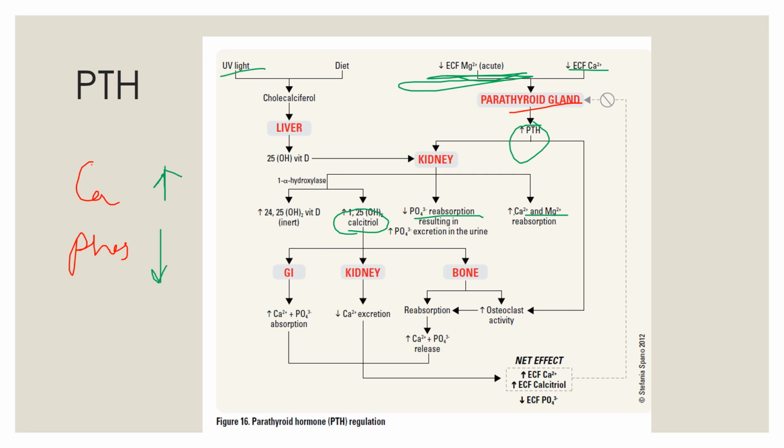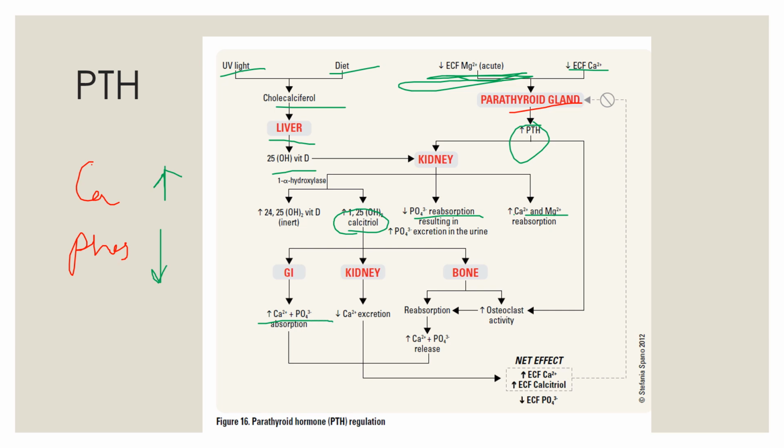So UV light and diet are the main two sources of cholecalciferol. It goes to the liver and gets hydroxylated at the 25 site, which is called 25 hydroxy vitamin D. The final step of activation happens at the kidneys, which is 1,25 dihydroxy cholecalciferol, called calcitriol. Now, what is calcitriol doing? It is increasing calcium and phosphate.